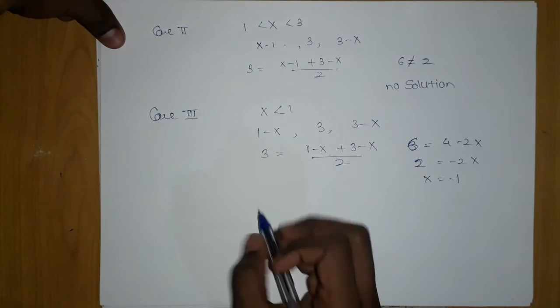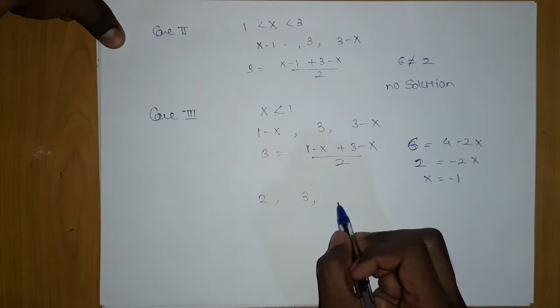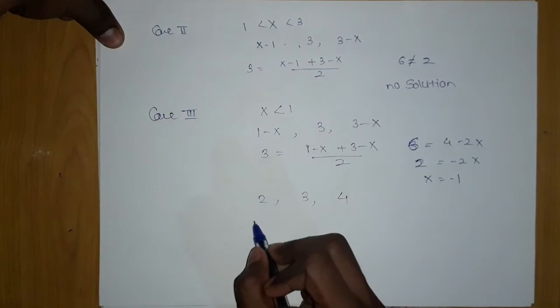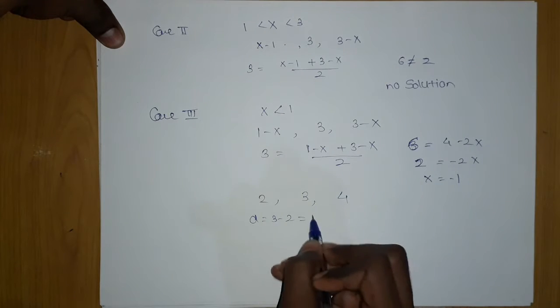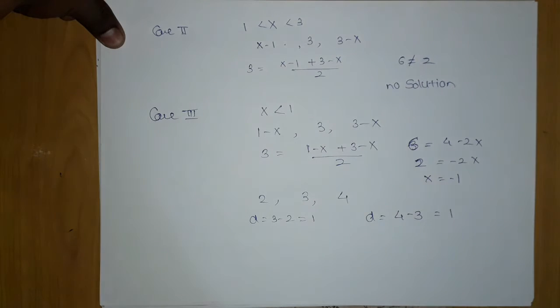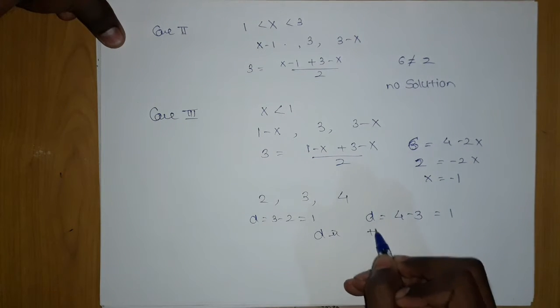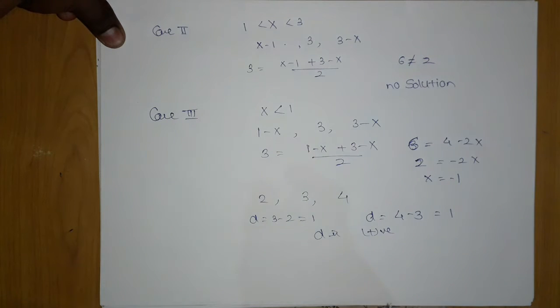Now if I put x equal to minus 1, what terms do I have? 2, 3 and 4. Here if I check d, 3 minus 2, it is 1, right? And here if I check d, it is 4 minus 3, it is 1. So d is increasing, d is positive. So this is the correct AP.